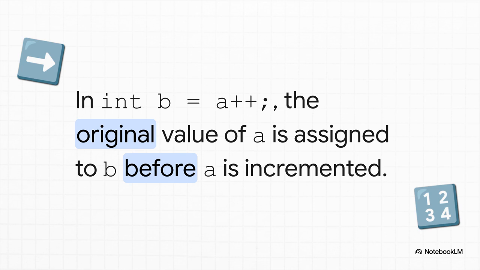If it was ++a, pre-increment, it's the total opposite. Java would say, first add 1 to a, and then take that new, shiny, updated value and give it to b. See the difference? It's crucial.